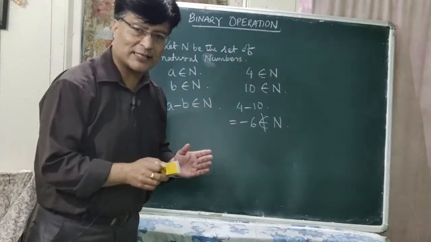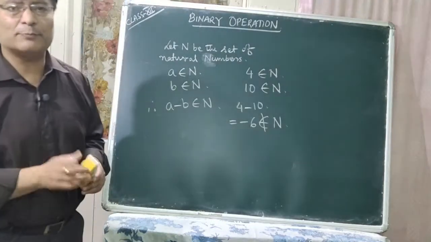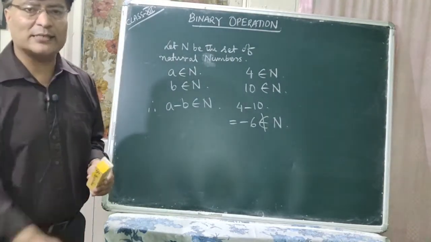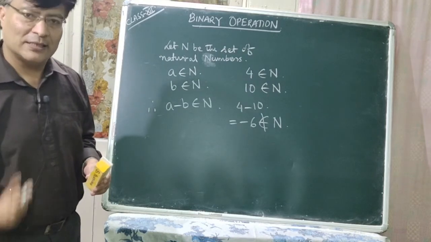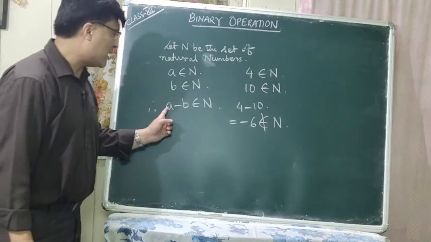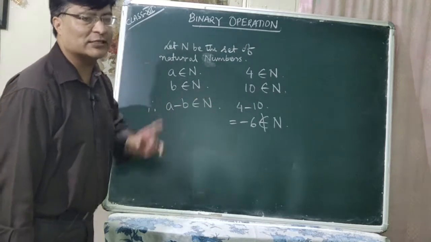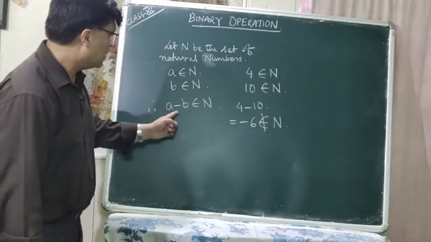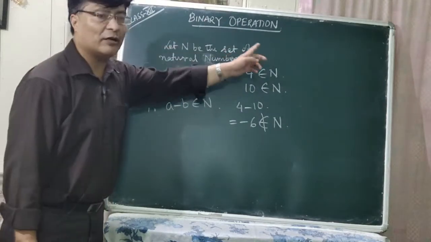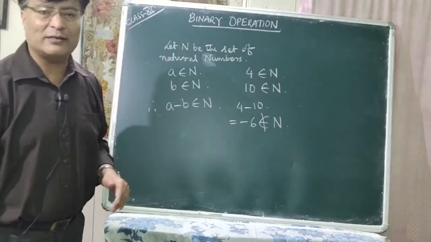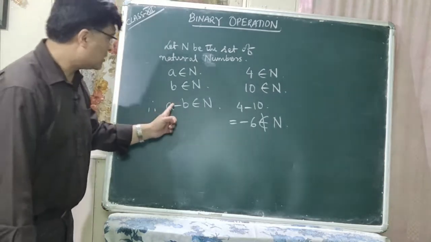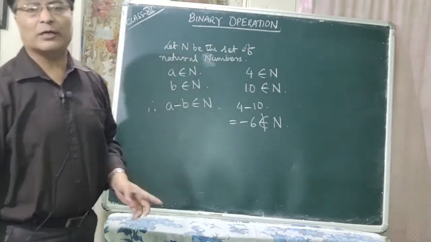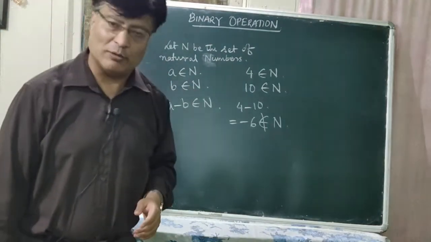minus 6, which does not belong to the set of natural numbers. Natural numbers start from the positive numbers, that is positive 1, positive 2. It should be all positive integers. That is known as natural numbers. Is that clear now? So this A minus B does not belong to the set of natural numbers. That is, this subtraction is not a binary operation on the set of natural numbers.